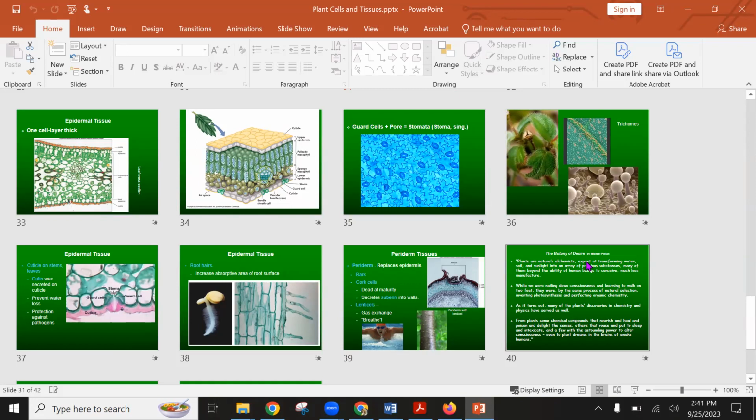Other questions on this slide set? This was probably the heaviest slide set in terms of terminology. Lots of terminology. I feel your pain. I remember what it was like. It's a lot of really long words that are hard to pronounce.